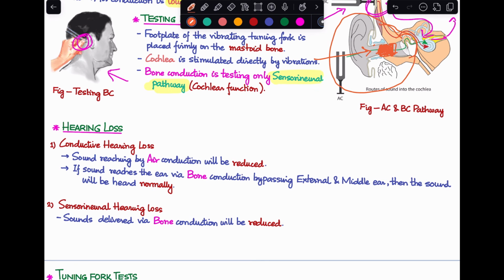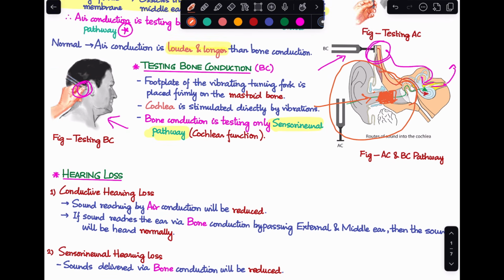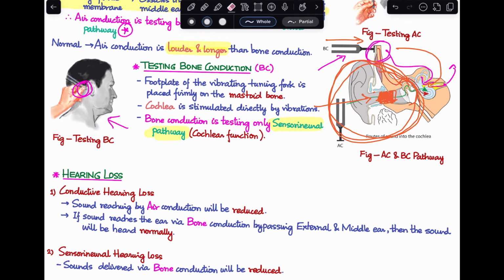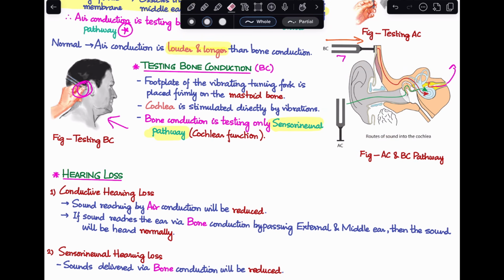Whereas if there is any sound which is reaching via bone conduction, where it bypasses the external as well as the middle ear, in that case that sound will be heard normally. So you see in this image, the bone conduction pathway is going directly to the cochlea. Since it has bypassed this conductive apparatus, in conductive hearing loss the bone conduction will be normal, whereas air conduction will be reduced. So, that is a basic understanding that we need to have.